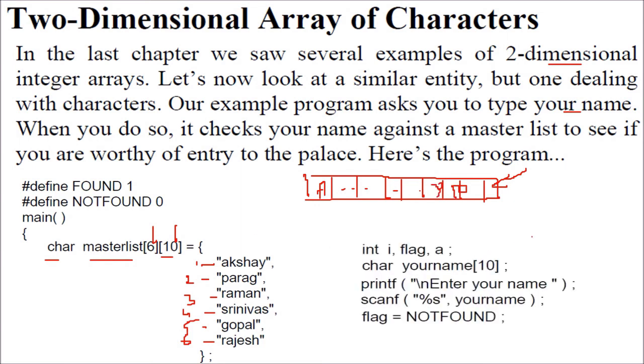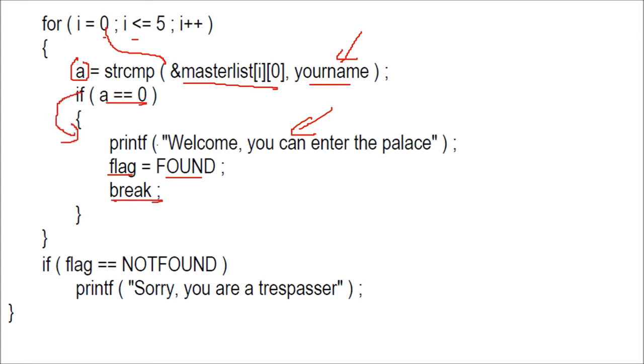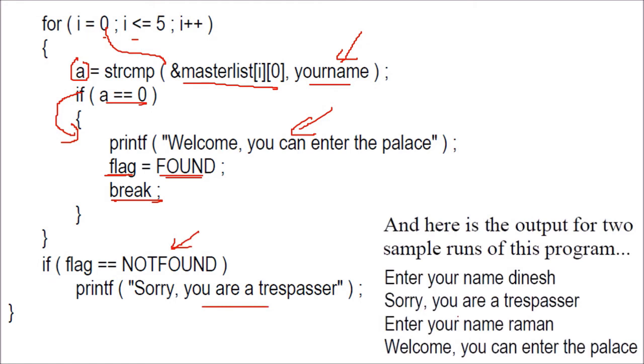So let us input your name and we set a flag, not found. Then we start with the first row, and we compare the first row name with the name you have entered. If it matches, if string compare returns 0, then we change the flag to found and we say, okay, very good, the name is found, you are allowed, and we break. If we don't enter this block, then the flag will always be not found because we have initialized it with not found. So we say, okay, you are a trespasser. So this is the result.